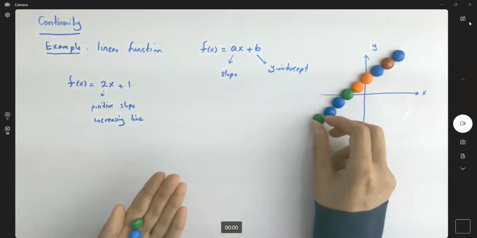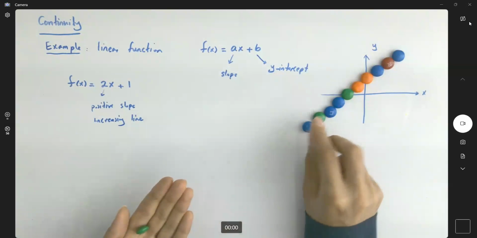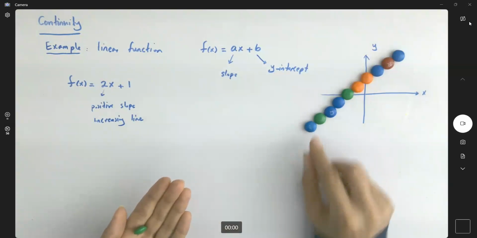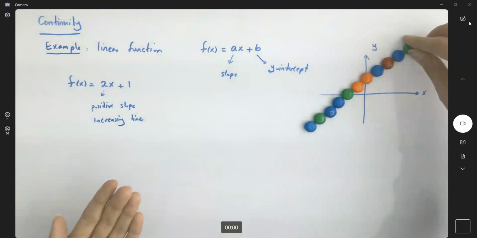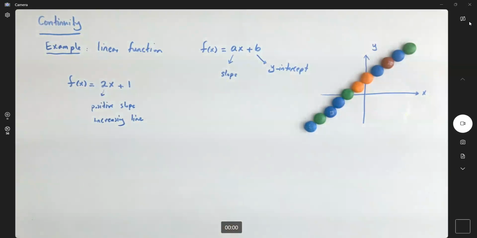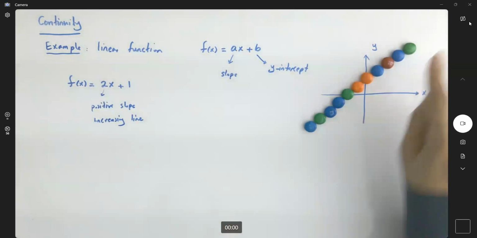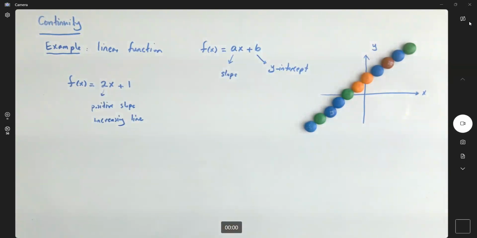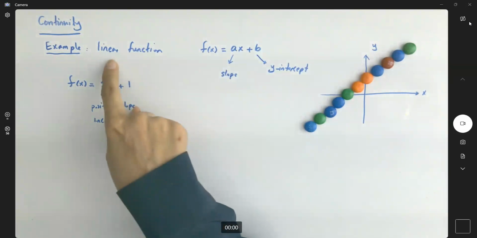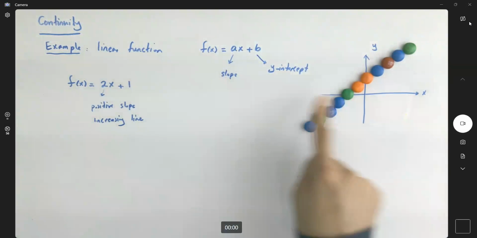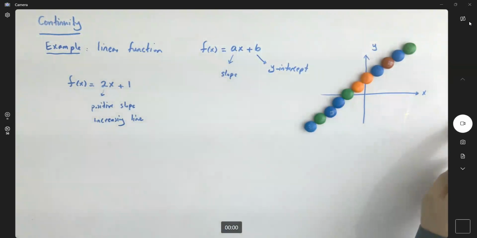And as you can see, these dots are all connected together. You can continue putting M&M candies and show the graph of this function. Any linear function is going to be continuous on its domain. The domain starts from negative infinity and it goes to positive infinity.